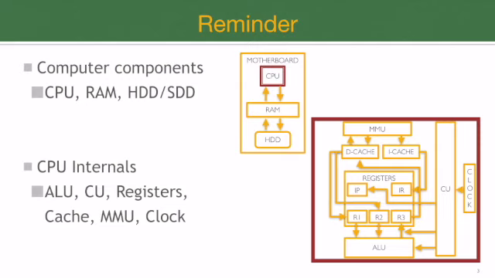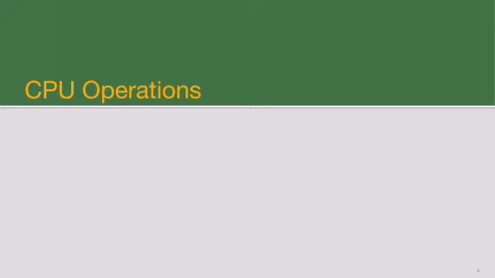As a quick reminder, the computer components are CPU, RAM, and the storage. Out of these components, we had seen the internals of the CPU in the previous session. So in this session, we will have a quick look at what instruction types exist in a general purpose computer. So let's have a look at the CPU operations and the groupings of the CPU operations.